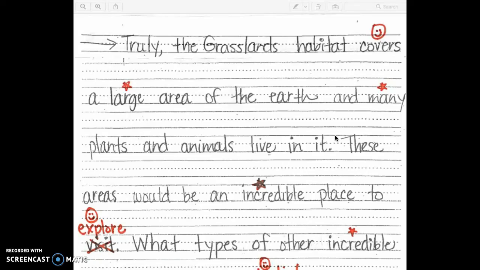When I studied the grasslands habitat, I felt like it was a very large area that did cover a lot of the earth, and there are just so many different animals and plants in it that I think that is the most important thing that I would like my readers to remember.